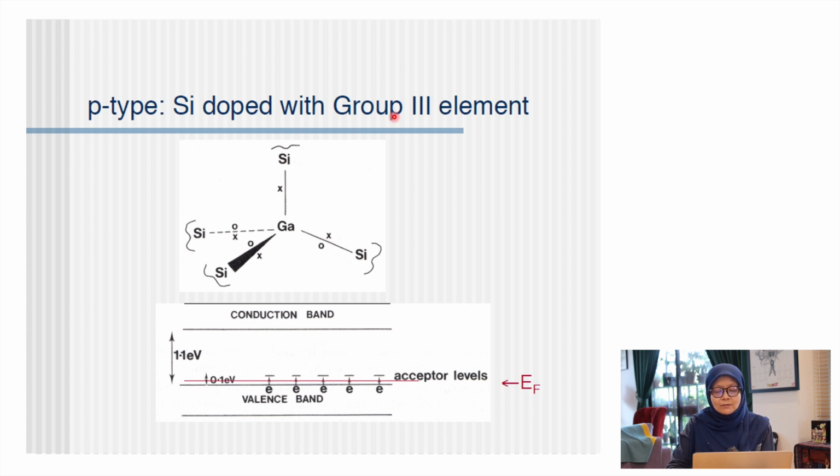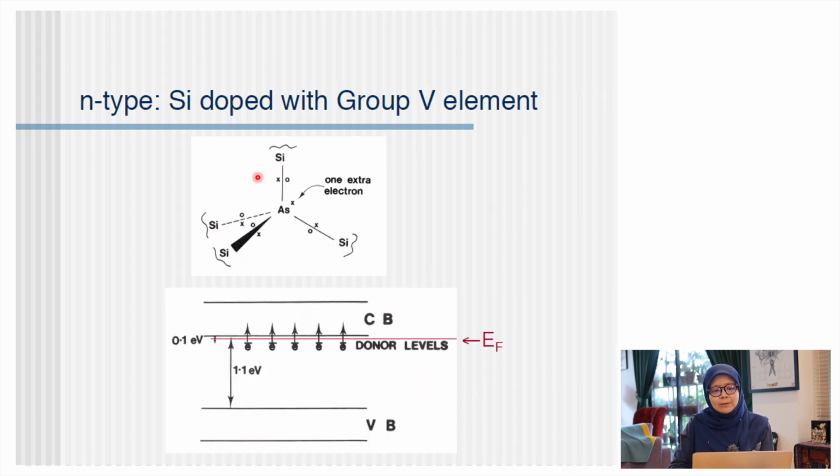Gallium is from group 3, which means the maximum number of bonds around the gallium is 3. So we have one missing electron here, and it will form a positive hole, compared to the N-type, where we have one extra electron that conducts electricity.